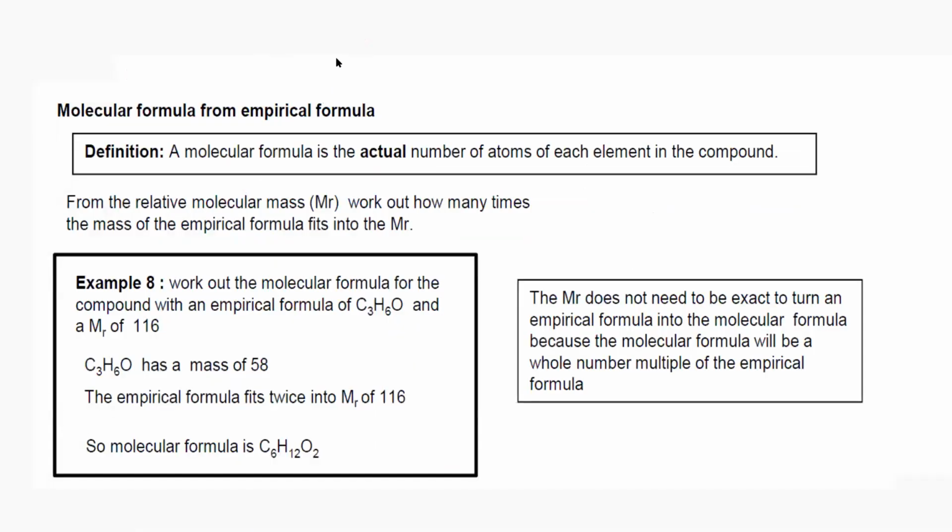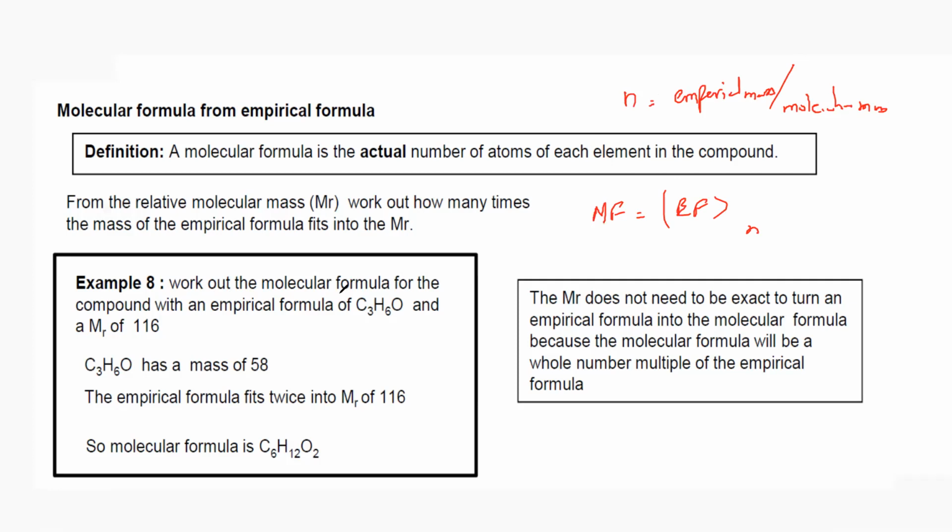Then how we can work out the molecular formula from the empirical formula. The molecular formula is equal to the empirical formula multiplied by n. And what about n? n is the molecular mass divided by the empirical mass, and that multiplied by the empirical formula gives the molecular formula.